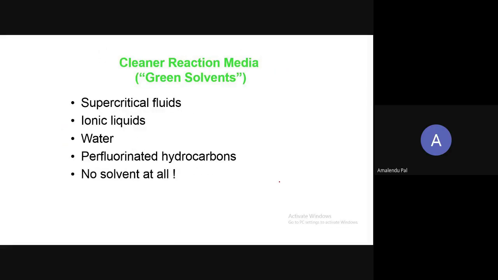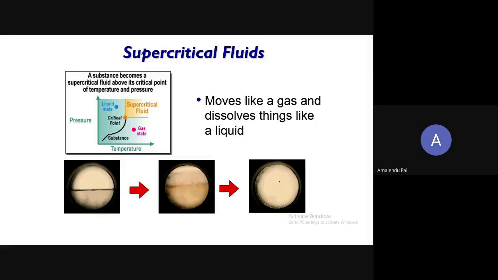That is the green solvent that I told you earlier: supercritical fluids, ionic liquid, water, abundant water. If it is water, if we use water as the solvent, then it is better. And a perfluorinated hydrocarbon cleaning agent that you can use, or either no solvent at all. But supercritical fluid, I am telling you, has a problem. This is the supercritical fluid.